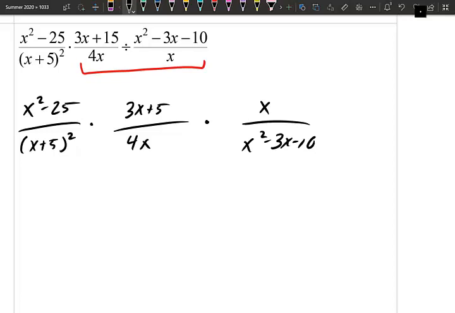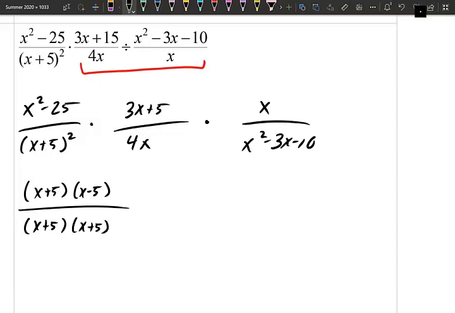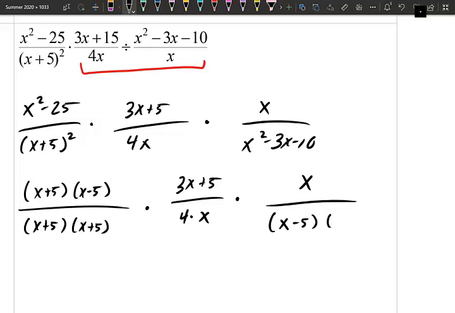Now that we change and flip, let's factor. We can factor the top into x plus 5, x minus 5, that's a difference of squares. And on the bottom, that's x plus 5, x plus 5. 3x plus 5, can't do anything there. 4x, that's just 4 times x, can't do anything there. And then x is just x. And on the bottom, we can factor that into x minus 5 and x plus 2.